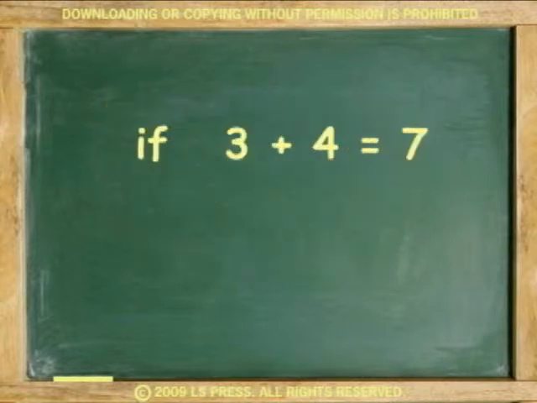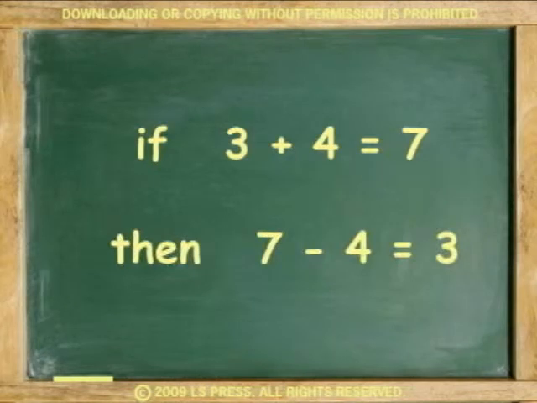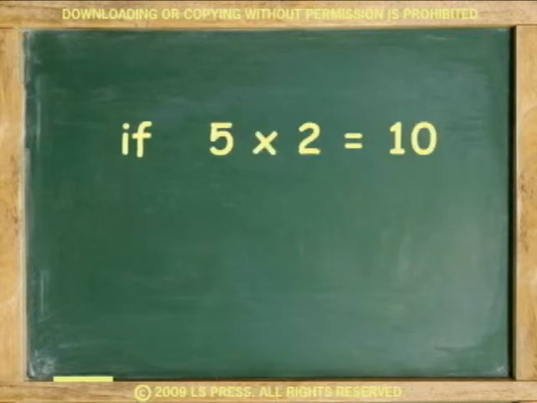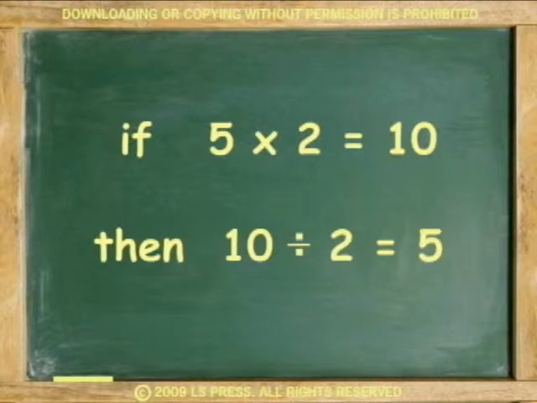If I say that 3 plus 4 is 7, then 7 minus 4 is 3. If I say 5 times 2 is 10, then 10 divided by 2 is 5.